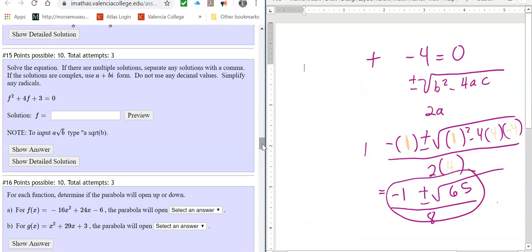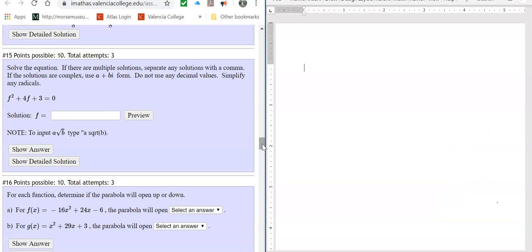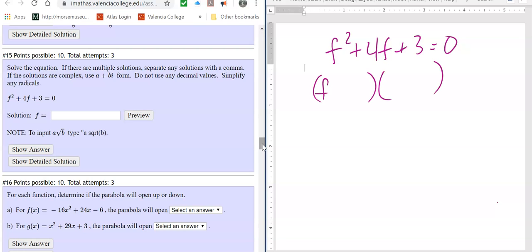This whole section is solving quadratics. We know 3 methods. Really, at this point, a lot of people are just going to start using the quadratic formula unless they just see it's an easy one to factor. Okay, so we have f squared plus 4f plus 3 is equal to 0. Well, I'm like, wait. Could I factor that? That just looks like maybe one that's really easy to factor. Let me just try. Yeah, that one's an easy one.